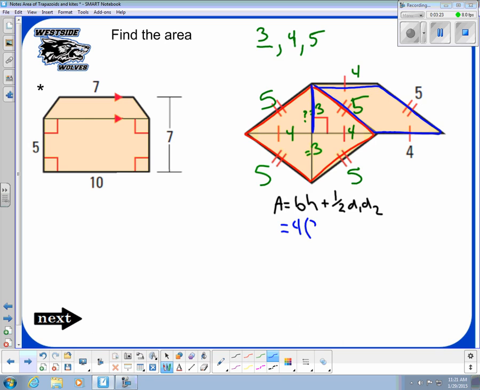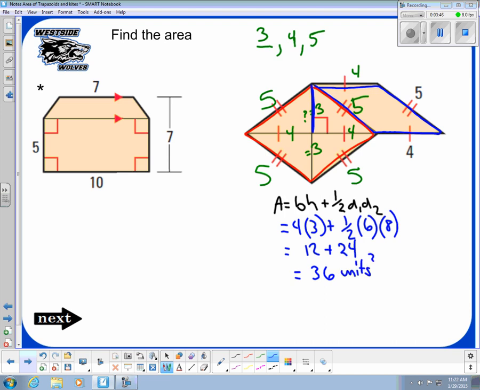So that will be 3, plus 1/2 our first diagonal. The short one there is 6, 3 plus 3. And then the other diagonal is 4 plus 4, which is 8. And so then I get 12 plus 48 divided by 2, which is 24. And so my answer here is 36 units squared.